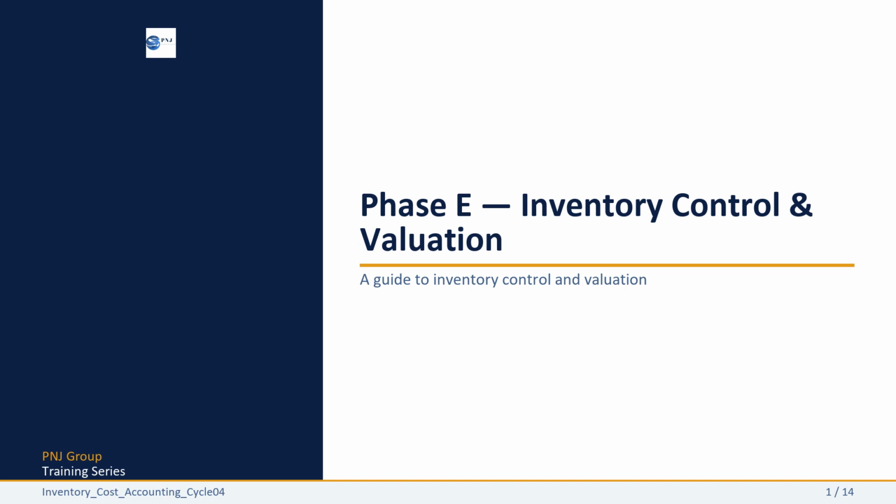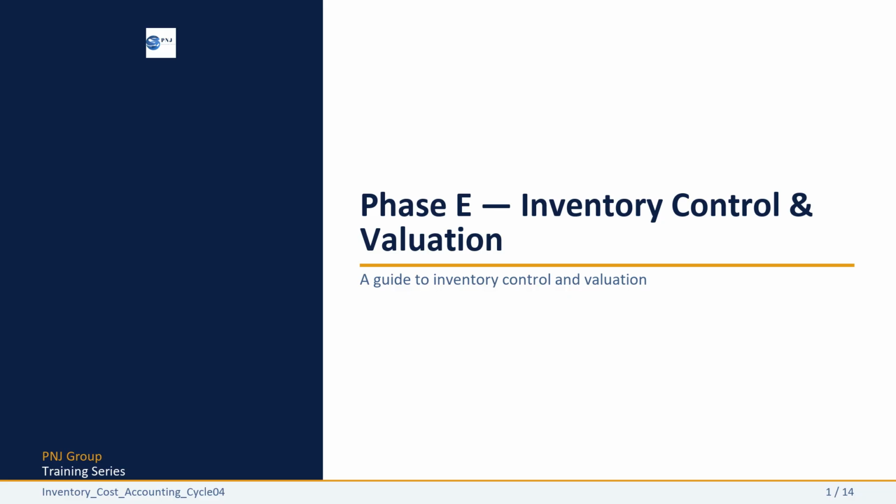Welcome to Phase E of the inventory and cost accounting cycle. In the last section, we disposed of variances and settled actual cost against standard. Now we turn to the inventory itself, keeping records accurate, counting what is really on the shelf, and making sure the value on the balance sheet is honest. By the end, you will understand how to control movement, run counts, test for write-downs, and close the period cleanly.